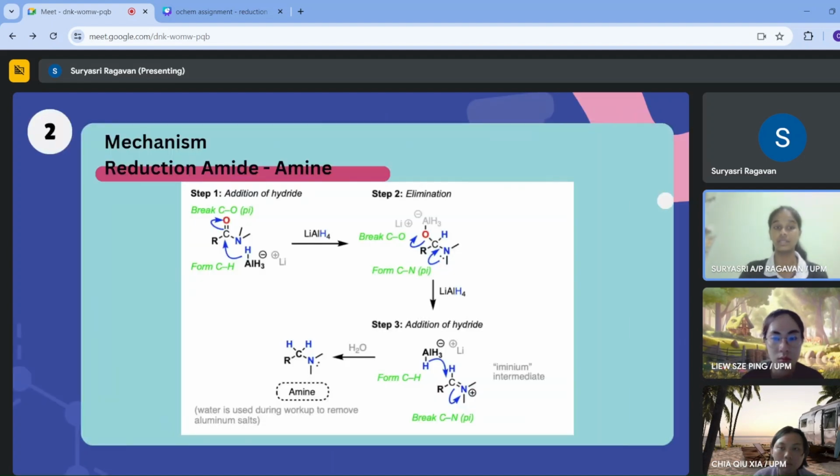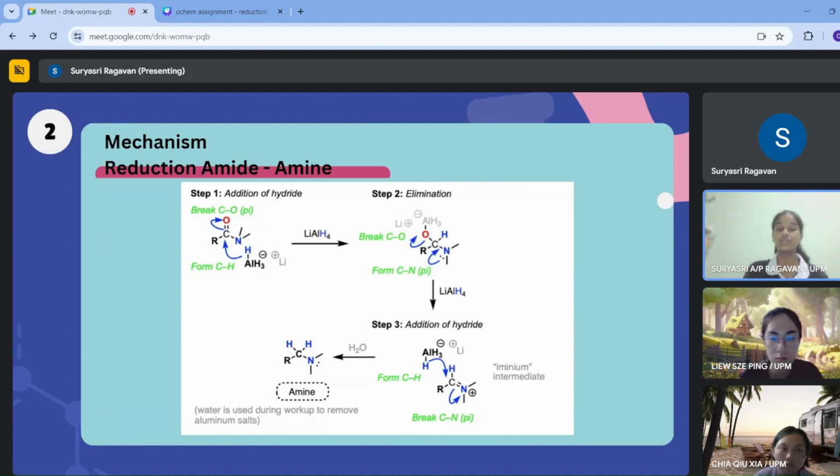And the second mechanism would be reduction of amide to amine. For this, lithium aluminium hydride will donate a hydride ion to the carbonyl carbon of the amide, forming a tetrahedral intermediate. And this intermediate will collapse, ejecting the leaving group. And further, the hydride addition will reduce the intermediate to an amine.